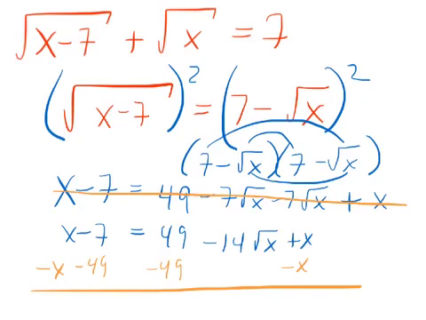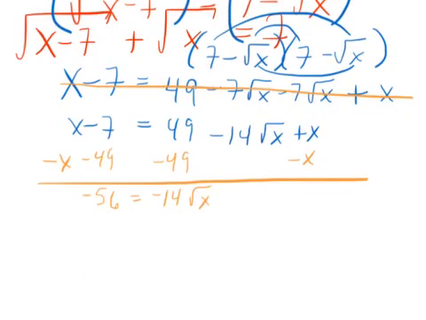What does this become here? X minus x? 0. Drops off. Negative 7 and negative 49 is negative 56. Equals negative 14 root x. Okay, divide by negative 14 on both sides. Negative 56 over negative 14 is positive 4. Square both sides.